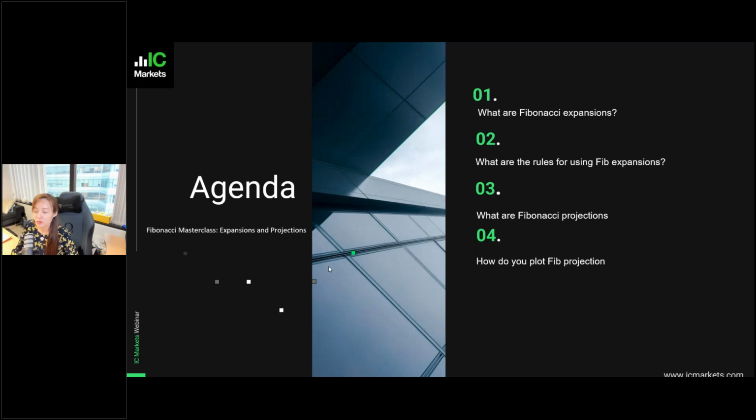Agenda today. First, I'm going to talk about what Fibonacci expansion is, what the rules are for using Fibonacci expansion, what Fibonacci projection is, and how you plot Fibonacci projection in the chart.